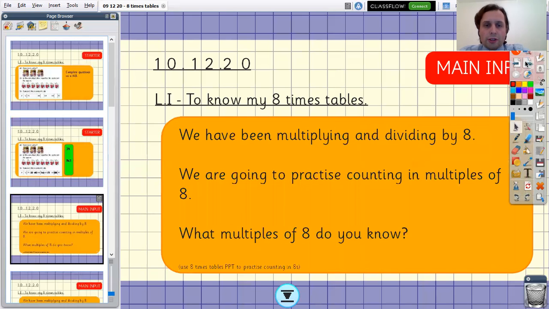Okay, next up. So getting to know our 8 times table. So next, I know you guys have been multiplying and you've been dividing by 8. So we're just going to be practicing counting in multiples of 8 today.